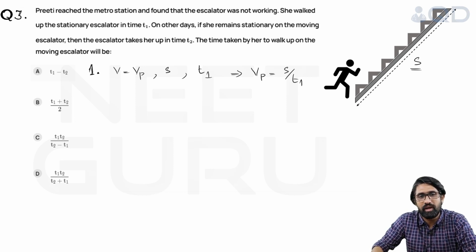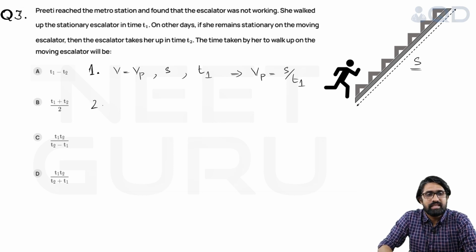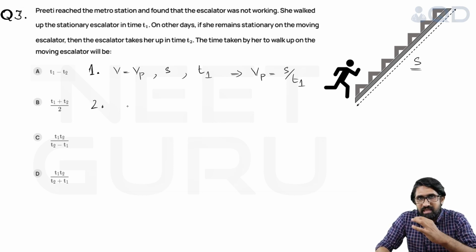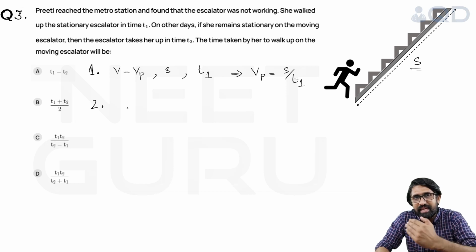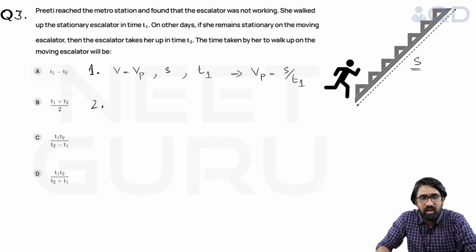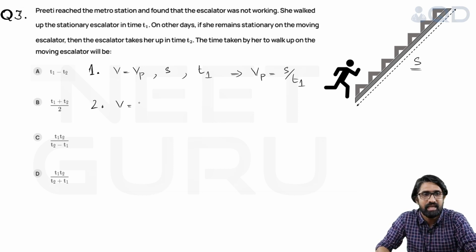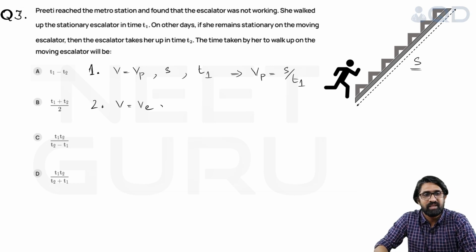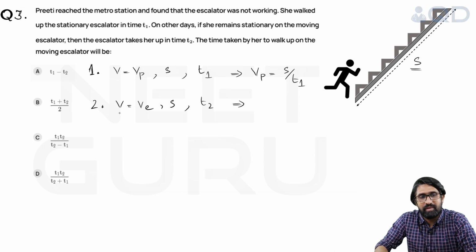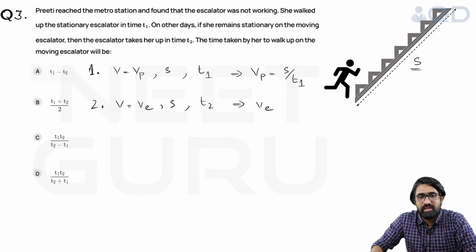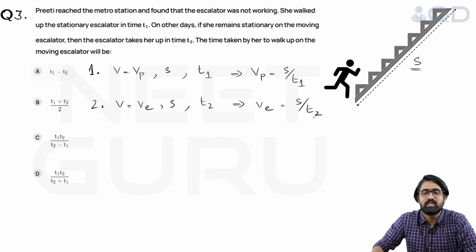is s by t1. Now, in the second case, Preeti is staying stationary and the escalator is moving. In that case, the velocity with which she is moving would be purely the velocity of the escalator, that is Ve, velocity of the escalator. The distance that she then would have to travel is again s, and the time taken for that process is given in the question as t2. From that data, we can say that velocity of the escalator Ve will be equal to the distance covered by time taken, that is s by t2.